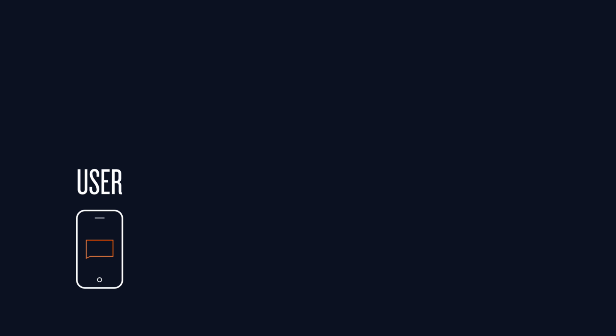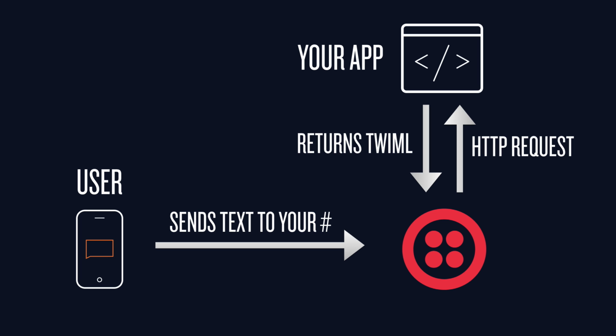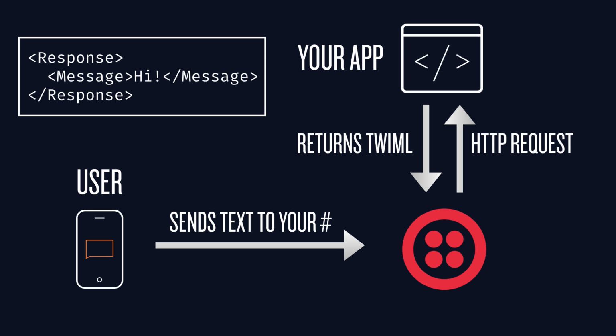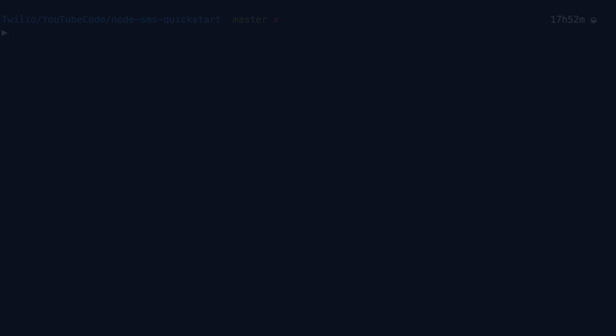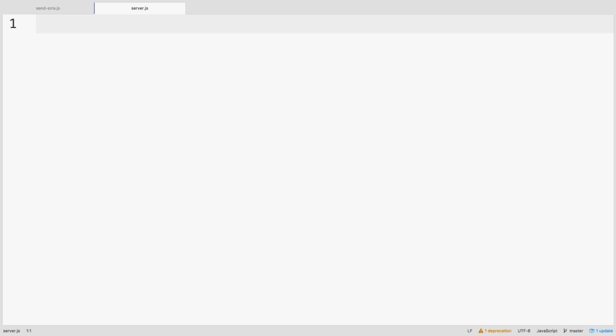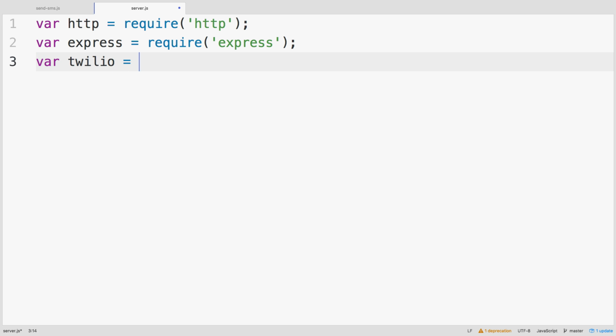A user sends a text message to your Twilio number. Twilio makes a request to your app, and your app returns some instructions in something called TwiML. If the TwiML looks like this, then Twilio sends a text message back to the user. Let's write the code to make that work. We'll start by creating a file to hold our server code, and then write some boilerplate for an Express app, bringing in the HTTP and Express modules, as well as the Twilio helper library.